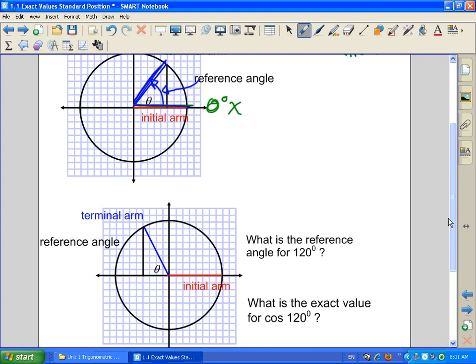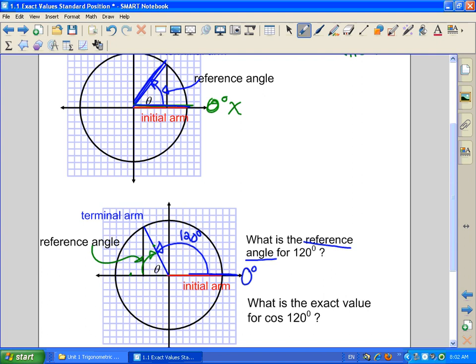It says, what is the reference angle for 120 degrees? Again, you start at your initial arm, which is 0 degrees, right here at the x-axis, and rotate it 120 degrees. So my original angle is 120 degrees. But what you need to notice, guys, is that it's no longer an acute angle, and it doesn't match up with the x-axis. The reference angle is the angle between the terminal arm and the x-axis. So the reference angle now becomes this value.